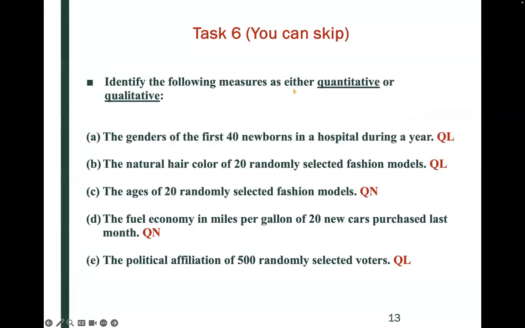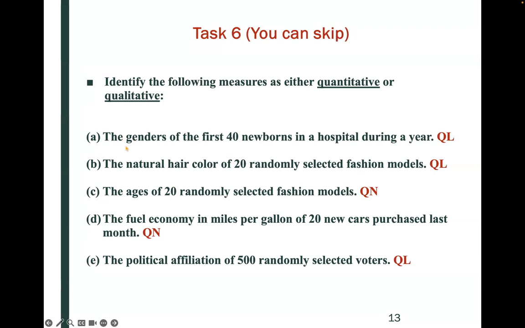Identify the following measures as either quantitative or qualitative. A way that I remember this is, since quantitative deals with numbers, I remember that there's an N in quantitative, and there's not an N in qualitative. So N for numbers, that's quantitative. And qualitative does not deal with numbers and does not have an N in that word.